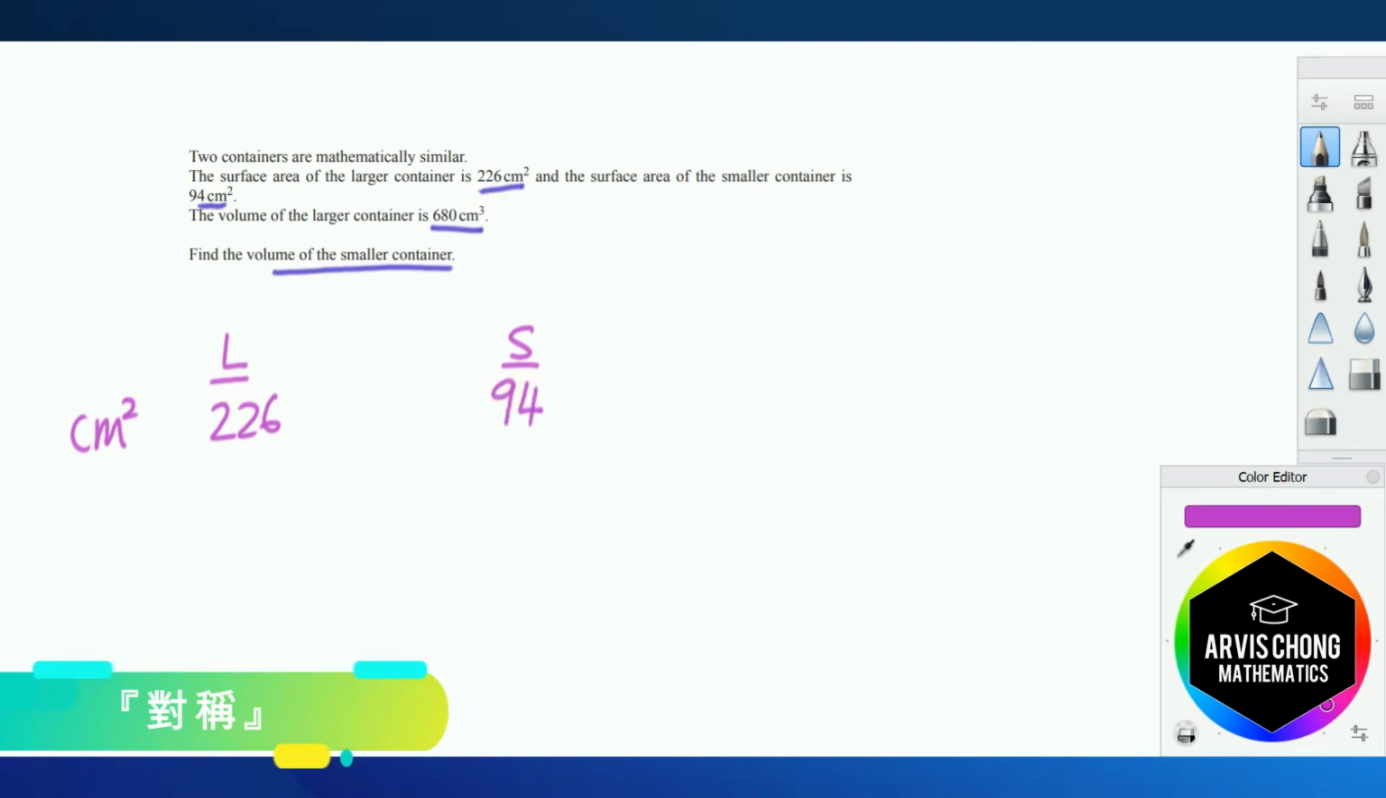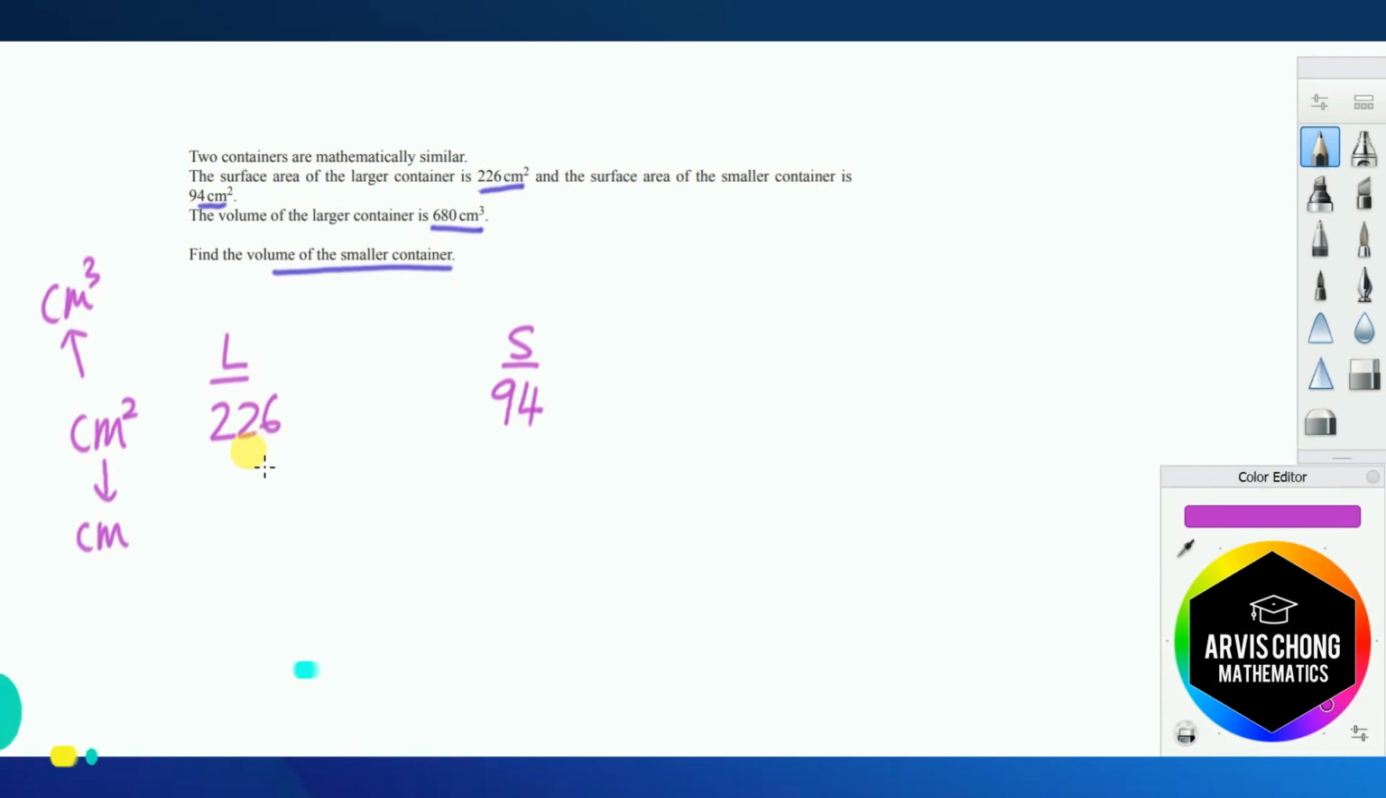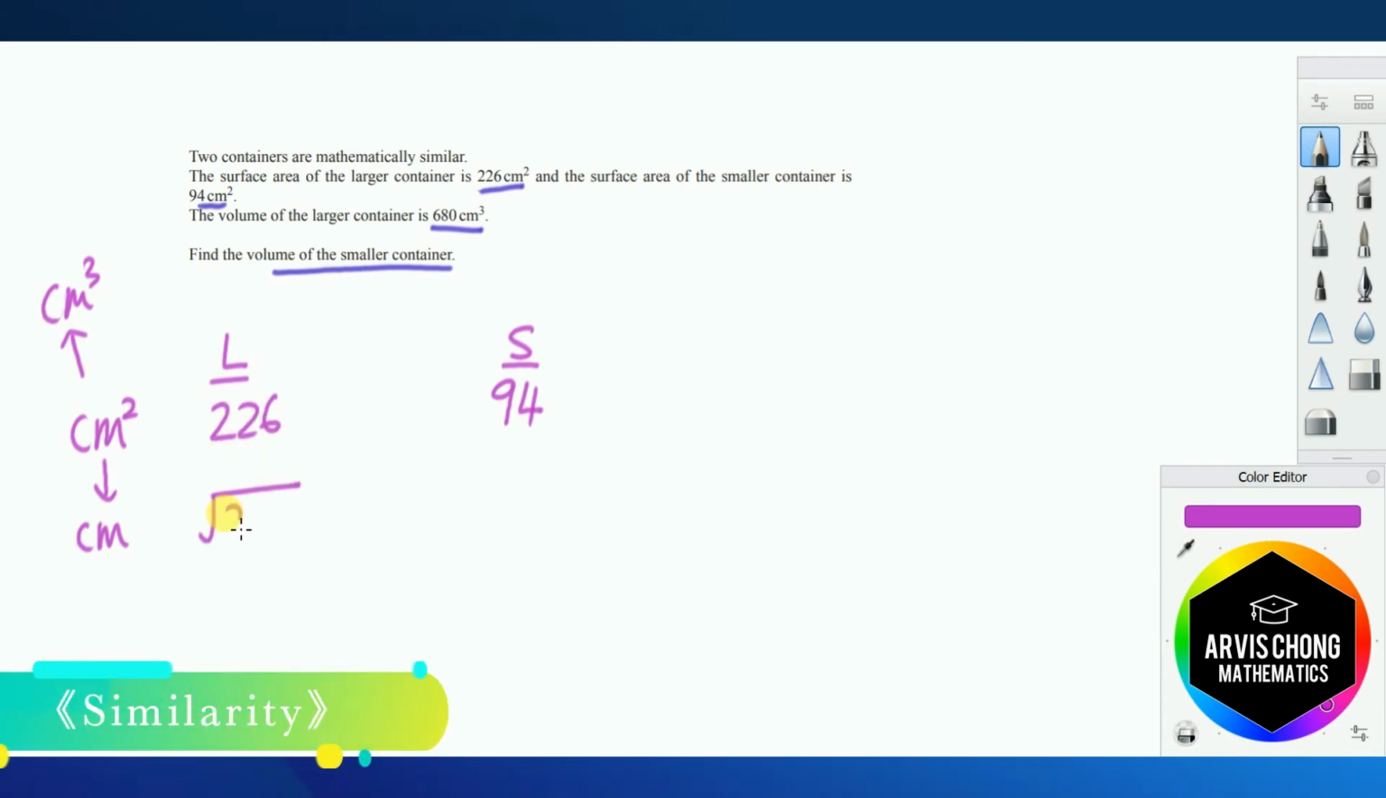Next step, what's our next step? Surprisingly here, they give us cm cube. There's actually no way for us to find cm cube from cm square. So the best way is to find cm first. Just change it to cm first, because when you change to cm, this one we can put as square root of 226. Meanwhile, for this 94 here, we can put it as square root of 94.